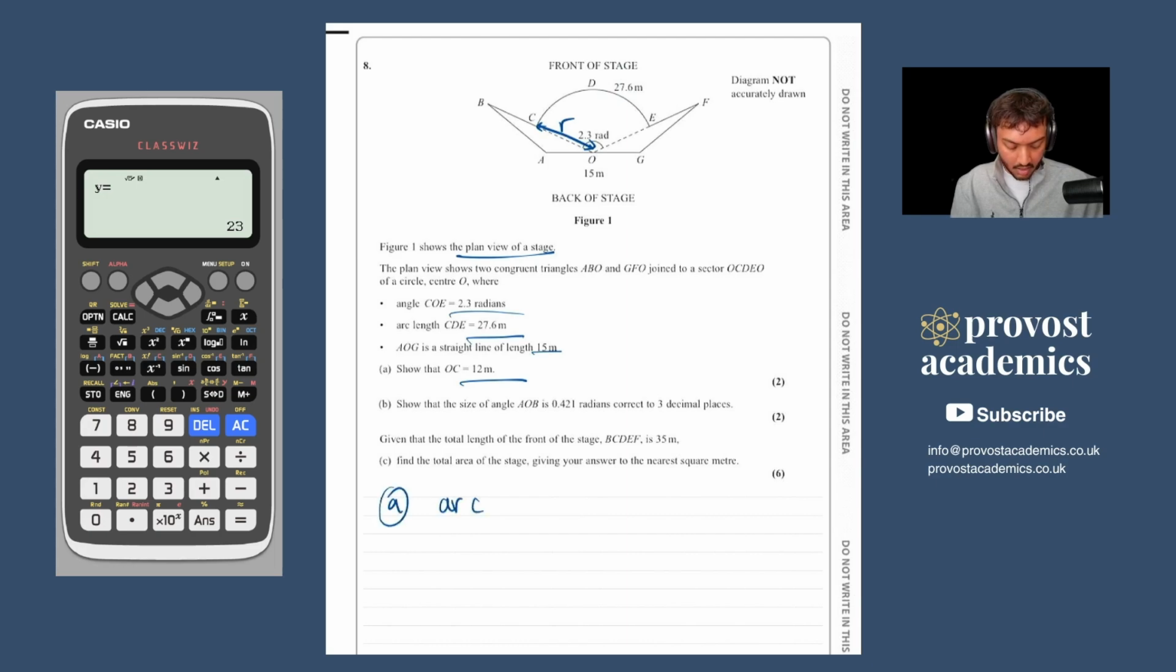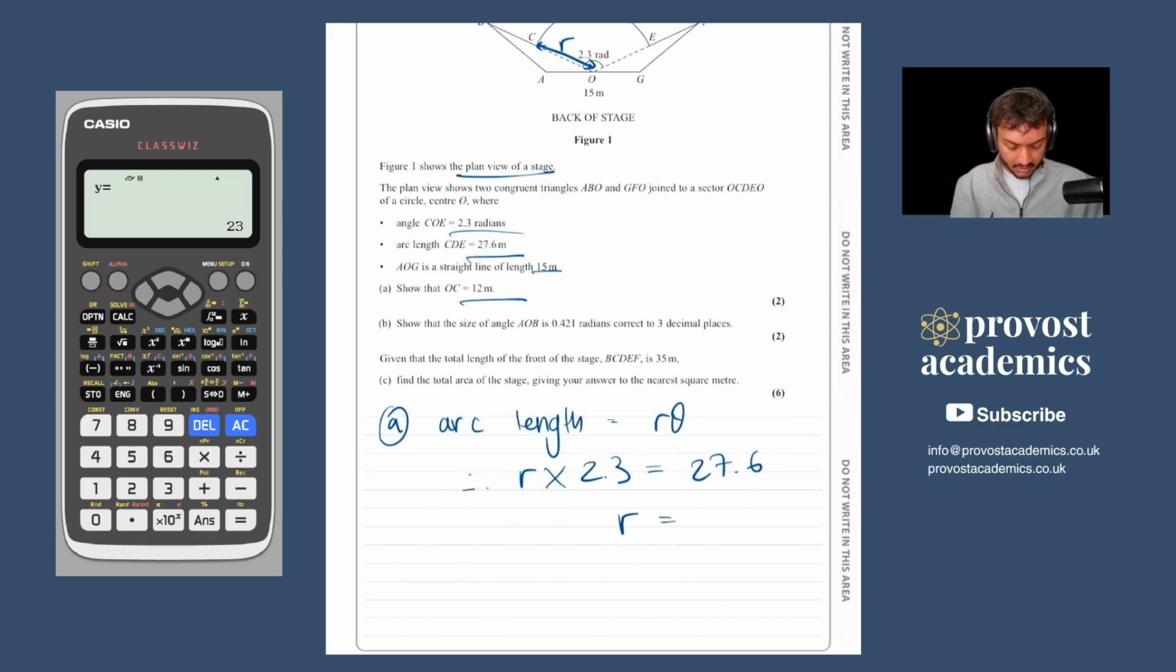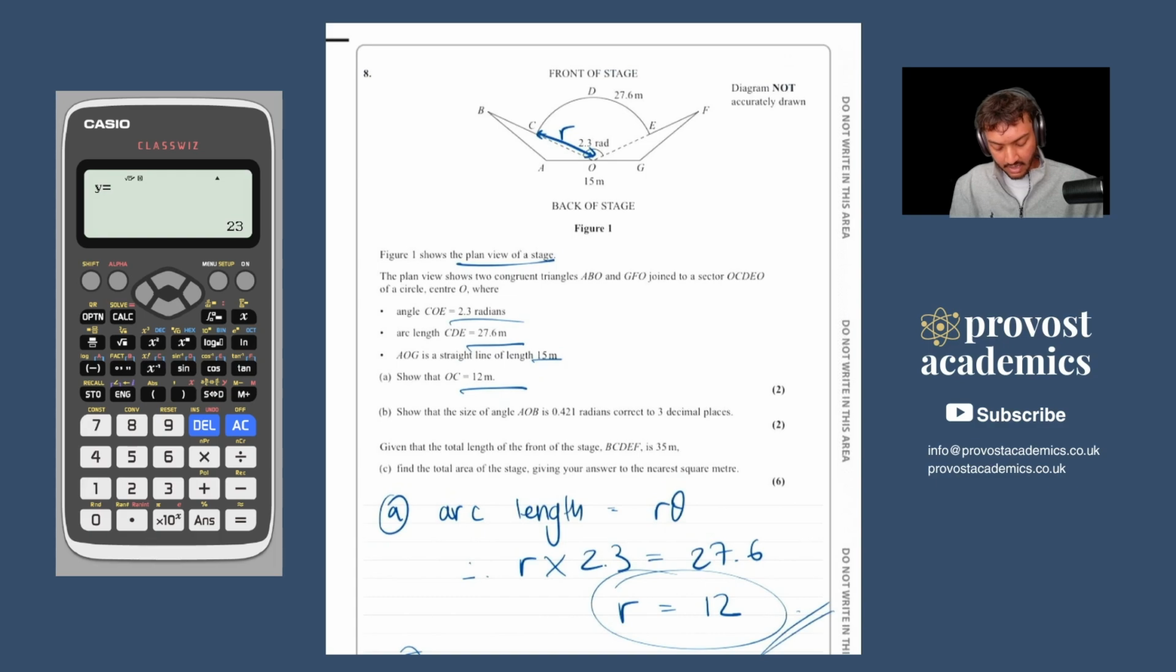So we know that arc length is equal to r theta. So therefore r times theta, theta being 2.3, is equal to 27.6. So r must be equal to, what's that, 12? It probably is. I'm not going to bother doing it. Probably is true. Okay, next it says show that the size of the angle AOB, so that's this angle here, is equal to that many radians.